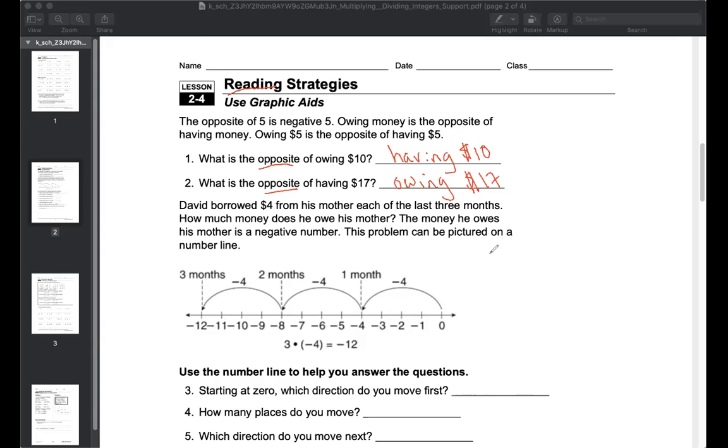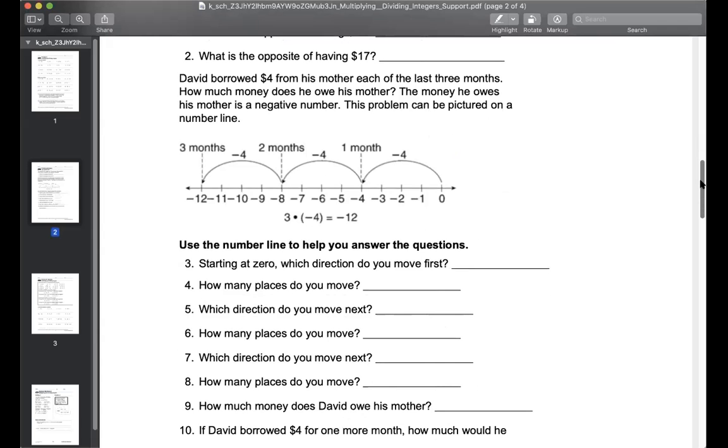The problem can be pictured on a number line, right? So he borrowed $4 the first month, so he owes her 4. He borrowed another $4 the second month, he still owes her another 4, so that's now 8. And he borrowed another 4, that's negative 12, right? So 3 times negative 4 is negative 12. And this was just making sure that you understood how those moves and that jumping was working. Just a visual example of that math. And I think most people got that completely right. So we don't have to necessarily do that.